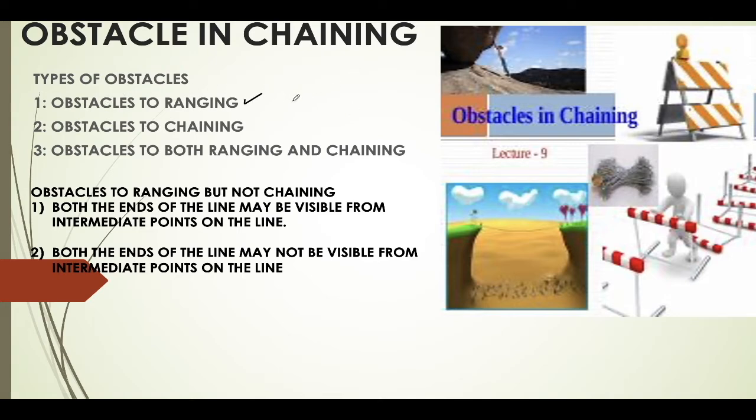So in this case, there are two points A and B, and there is an obstacle, for example a hill, and it prevents ranging. So this is an obstacle for ranging between the points A and B. This obstacle to ranging is subdivided into two cases.